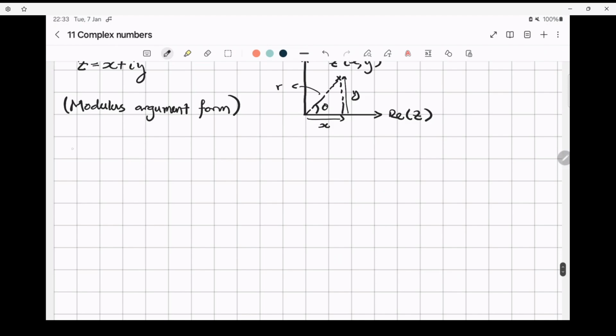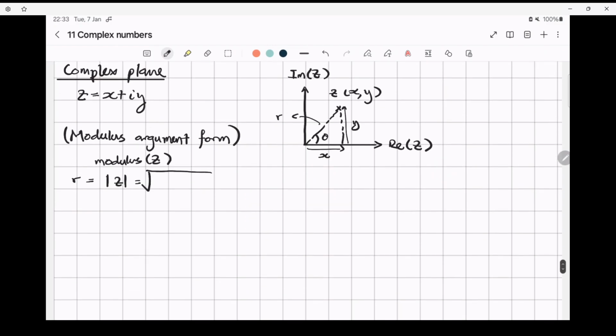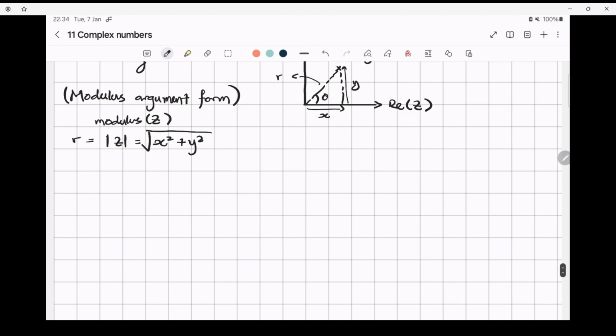So r is what we call the modulus of z, and this is given by the square root of x squared plus y squared, based on Pythagoras' theorem. We need to take note that your r has to be positive.